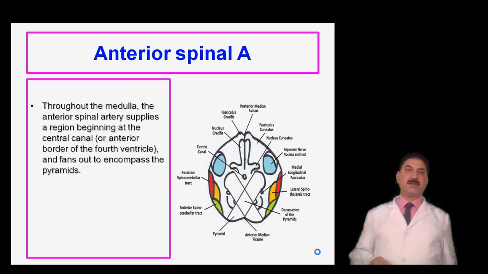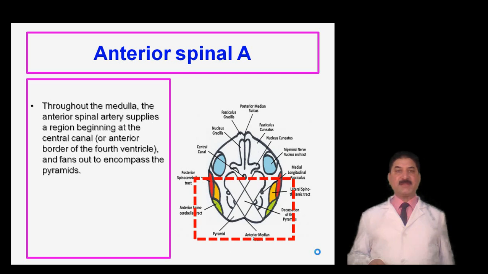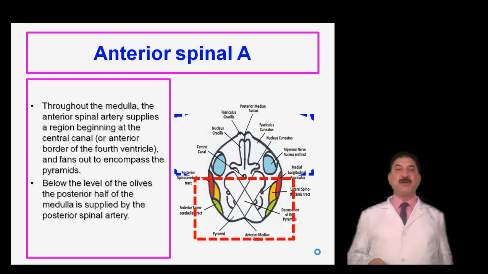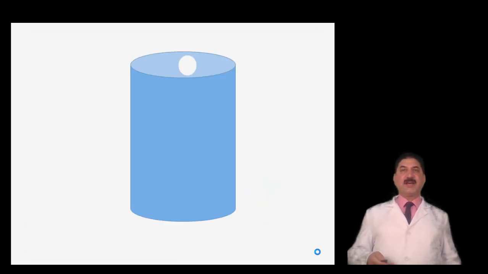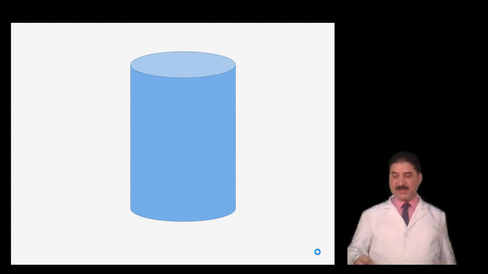Role of the anterior spinal artery. It supplies the medulla oblongata throughout. The anterior spinal artery supplies a region beginning at the central canal or anterior border of the fourth ventricle and fanning out to encompass the pyramids. Below the level of the olive, the posterior half of the medulla is supplied by the posterior spinal artery. To make the understanding of blood supply very simple, let us go to this animation.